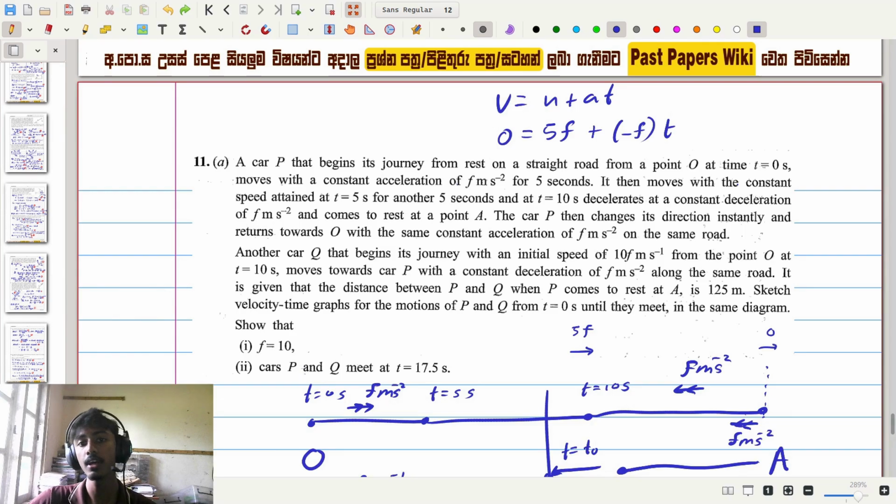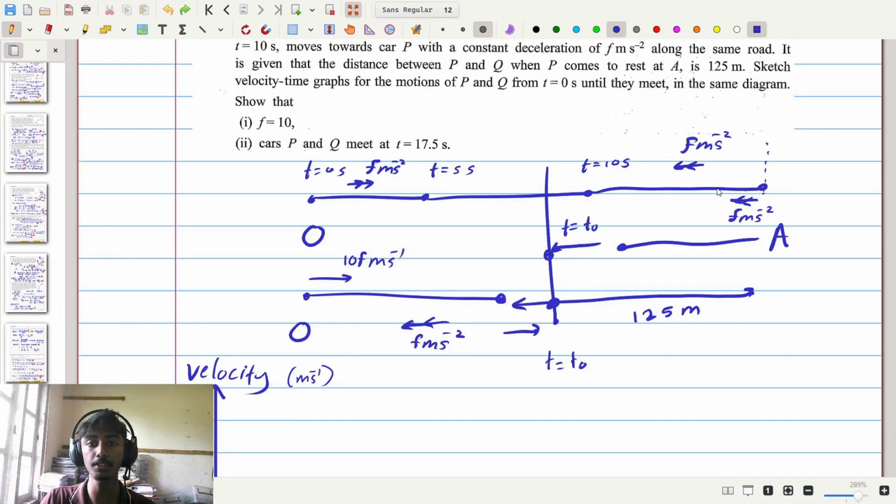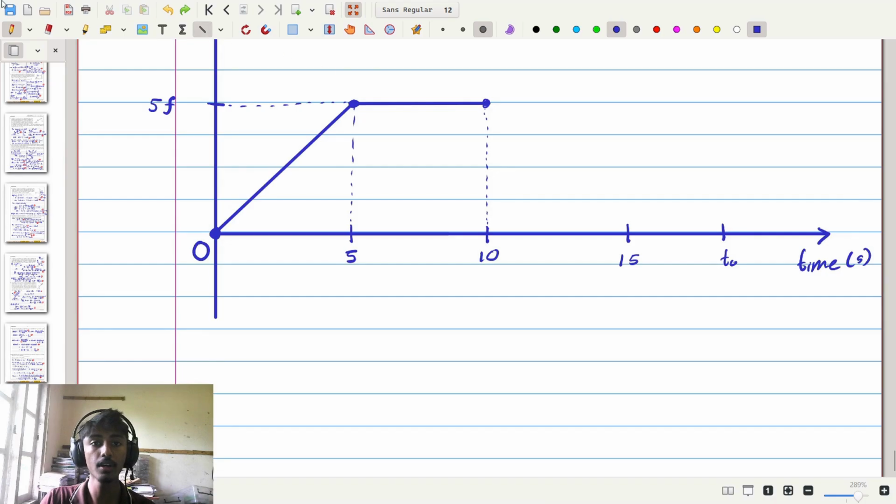Now according to this, we can see if we rearrange, we get 5f equals ft, and therefore dividing both sides by f, we get t equals 5, and therefore the total time taken for our car to decelerate and become velocity 0 again, at rest at the point A, is equal to 5 seconds. So according to that, if we go down and in our graph draw the motion after this point, we are going to have a line downward from the point 10 seconds and 5f meters per second all the way down to 0 velocity at t equals 15 seconds. So this is going to be the shape of our graph from t equals 10 seconds until t equals 15 seconds.